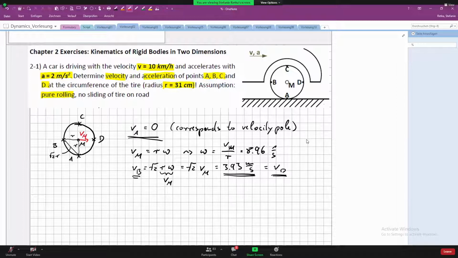If we draw it here, this would be VB, and this would be the absolute velocity of point D. So we only need point C, and for point C, the upper position of the tire, we have 2 times r times omega, or 2 Vm, and that is 5.56 meters per second, pointing that way.